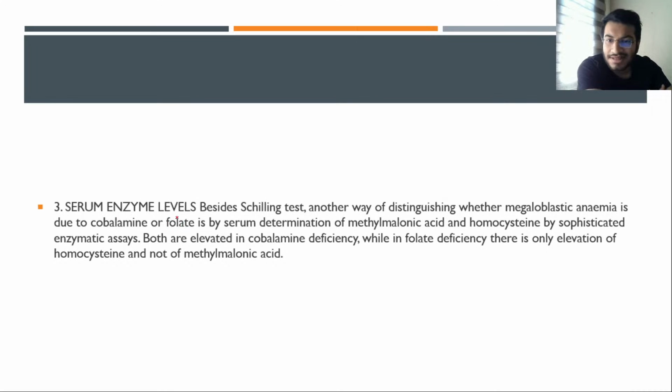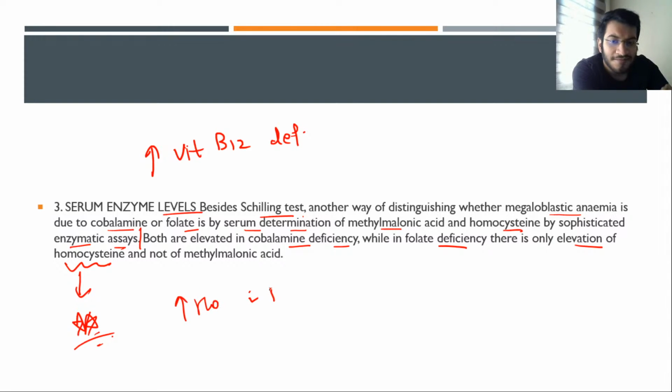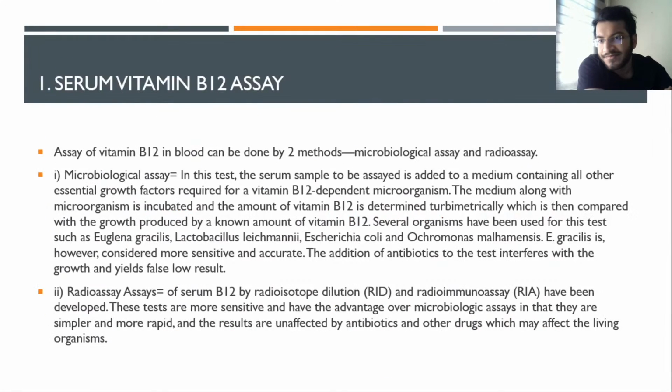Now serum enzyme levels. Besides Schilling test, another way of distinguishing whether the megaloblastic anemia is due to cobalamin or folate is by serum determination of the methylmalonic acid and homocysteine by sophisticated enzymatic assays. Both are elevated in cobalamin deficiency, while in folate deficiency there is only elevation of the homocysteine. मिथाइल मैलोनिक एसिड ये दोनों राइज होते हैं विटामिन B12 की डेफिशिएंसी में, एंड ओनली होमोसिस्टीन राइज इन फोलेट डेफिशिएंसी, राइट.